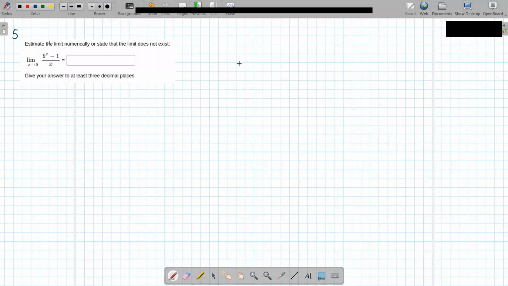So to estimate this numerically, we have a couple of options. We could look at a graph of it, and we can play around with a table of values. So I think I'll do a little bit of both on that. You need to give the answer to at least 3 decimal places. So your version may be slightly different.